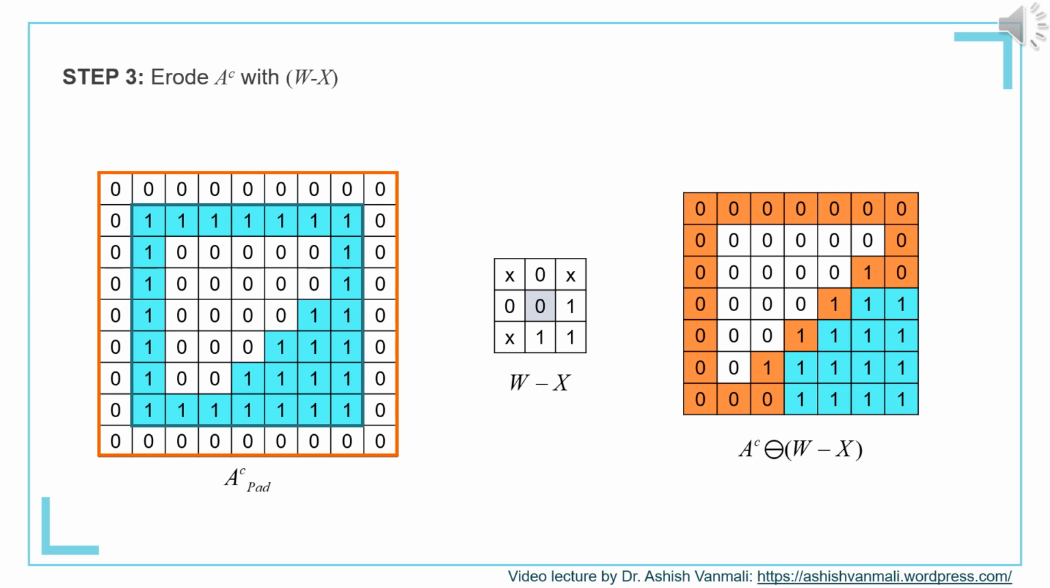Like this, we carry out the erosion of A complement with W minus X, and the final result obtained is shown in figure 3 over here. Again, for simplicity of understanding, the pixels which were there in the original image and are preserved in the output are kept in blue color, and the change is shown with orange color.